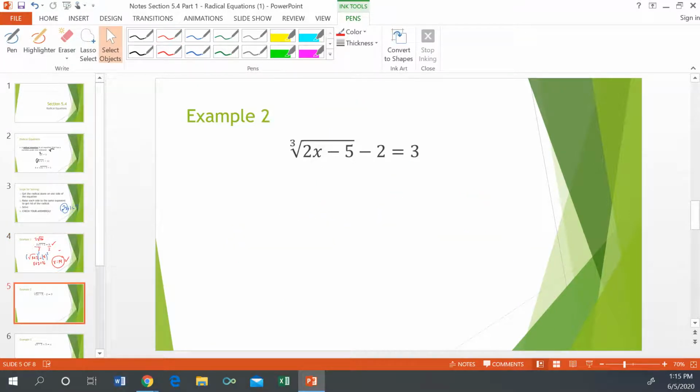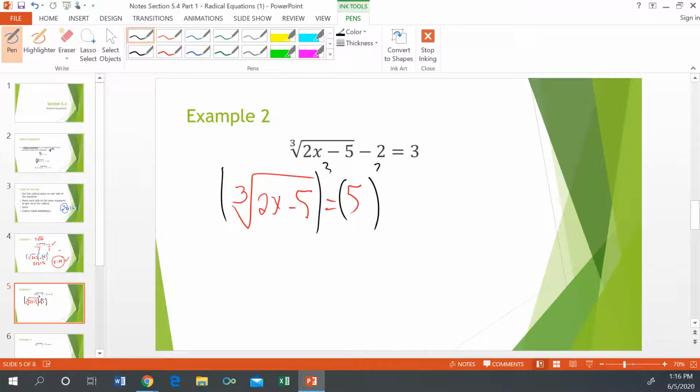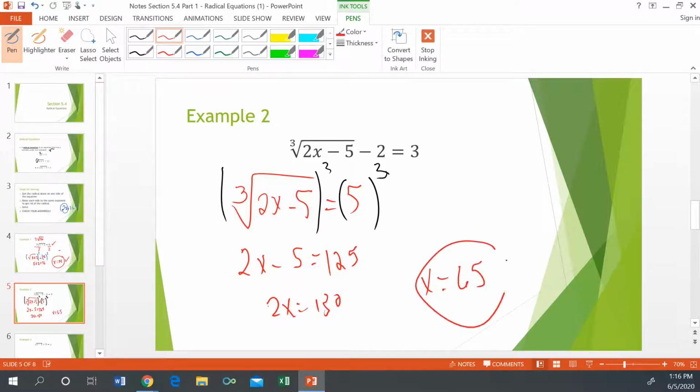Now we have a cube root. Same scenario. Add 2 to both sides. The cube root of 2x minus 5 equals 5. How do I get rid of a cube root? I cube everything. So I'm left with 2x minus 5 equals 125. 2x equals 130, so x equals 65. That is my solution.